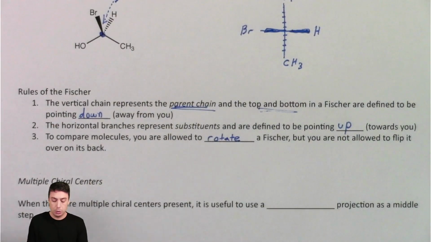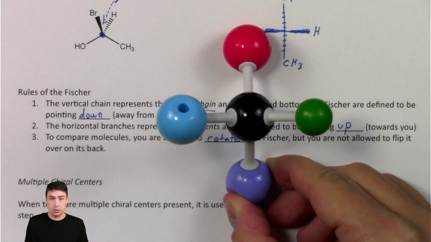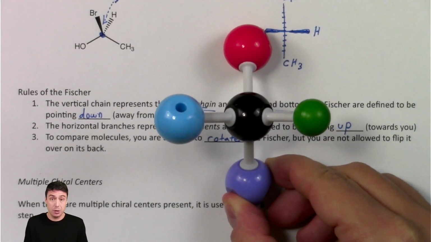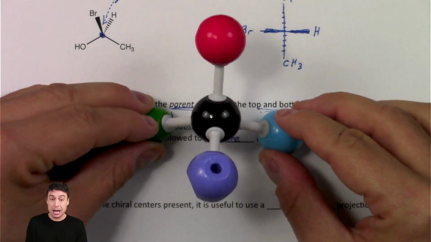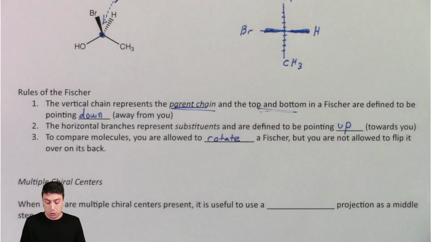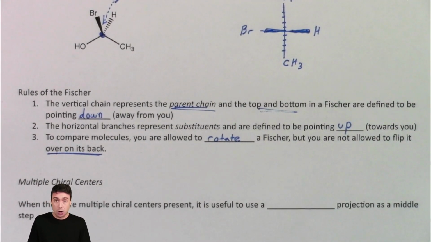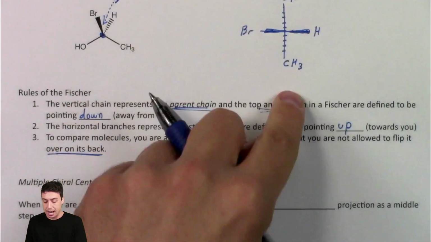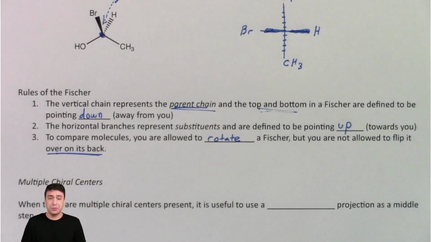Why not? Well, again, the definition of a Fischer is those things on the vertical are pointing on dashes. They're pointing away from you. If you try to flip this thing over onto its back, well, now those things are up pointing towards you. That is no longer a Fischer projection. So you are not allowed to flip it over on its back. It must always have that top-down dashed view for the vertical chain. Cool. That's the rules of the Fischer.